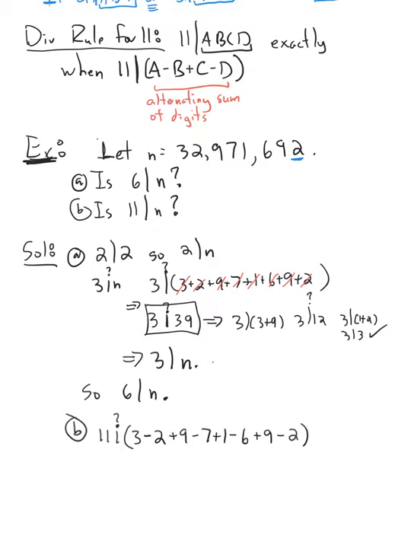I'll just do this from left to right. 3 minus 2 is 1, plus 9 is 10, minus 7 is 3. Plus 1 is 4, minus 6 is negative 2, plus 9 is 7, minus 2 is 5. So this is 5. And is 11 a factor of 5? It is not. 11's not a factor of 5, so 11 is not a factor of 32 million, etc. So that's how the rule for 11 works.